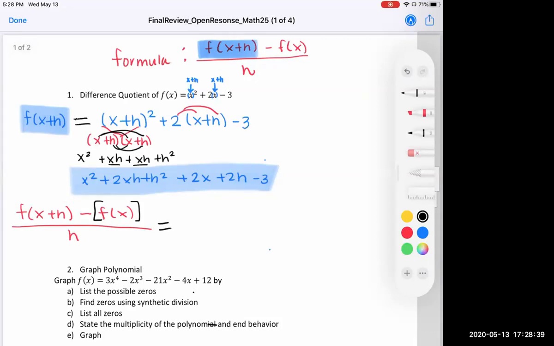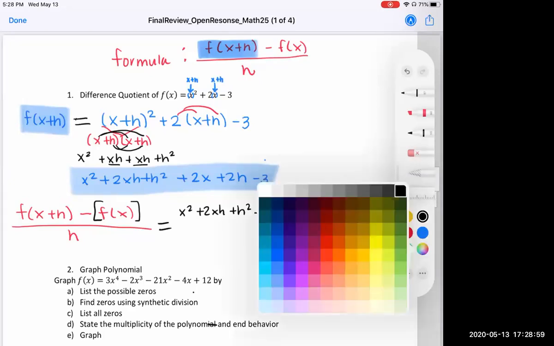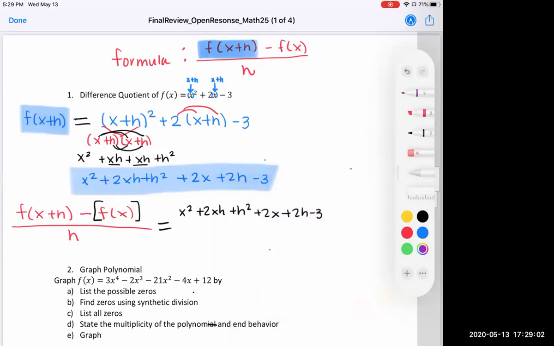All right, f of x plus h is what we have highlighted in blue right there. So we have x squared plus 2xh plus h squared plus 2x plus 2h minus 3. That's that first part in blue. I should have written that in blue. And then we have the rest of our equation, right? We have our function f of x. So minus f of x, what is f of x? f of x is x squared plus 2x minus 3. All of that will be divided by h.